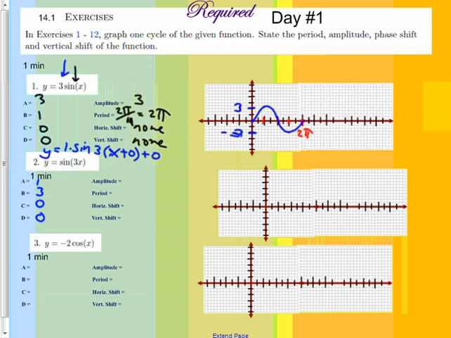Okay. Then the amplitude's 1. The period is not just 3. That would be wrong. There's a formula for that. Period is 2 pi over b. Except we know b. What's b? 3. So our period is 2 pi over 3. Now horizontal shift, none, and none.